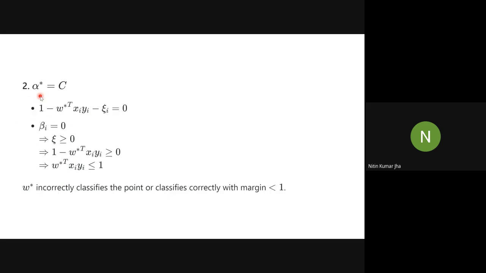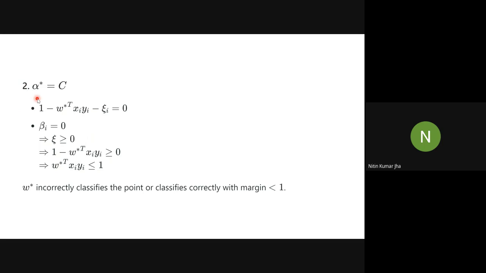If you move to the second part, where alpha star is equal to C, in this case beta i becomes 0, and this has to be so from the first complementary slackness condition, because alpha is equal to C, so this has to be 0, right? And beta is equal to 0. So from here, xi i is equal to 1 minus W transpose x i y i, and xi i is always a positive quantity, strictly positive, from the second constraint. So 1 minus this thing has to be greater than 0. It means that W transpose x i y i is less than or equal to 1.